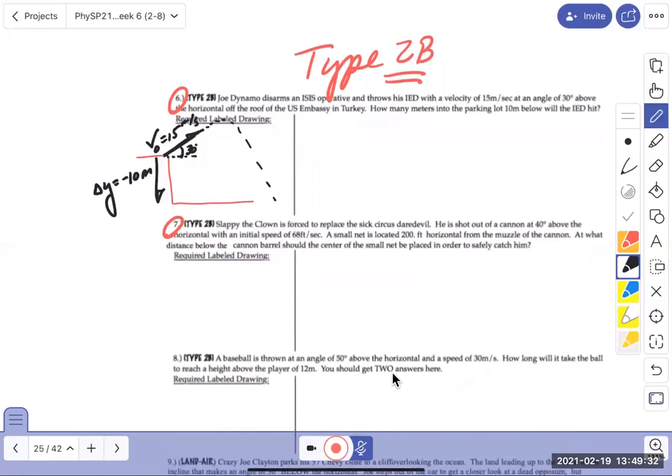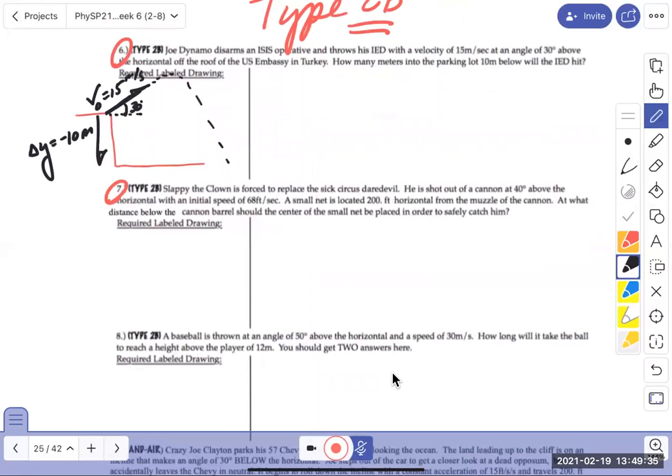And then when you get down to 7, now we've got Slappy the Clown being shot out of a cannon. And so once again, he's going to end up landing below. I told first hour wrong. I thought he landed above. I feel bad about that. First hour gets burned again. All right, so he's fired up at 40 degrees above the horizontal. So he's fired up like this, kind of like Joe Dynamo. So now that's 40 degrees. The speed is 68 feet a second. I don't know why I picked that weird number. 68 feet per second.